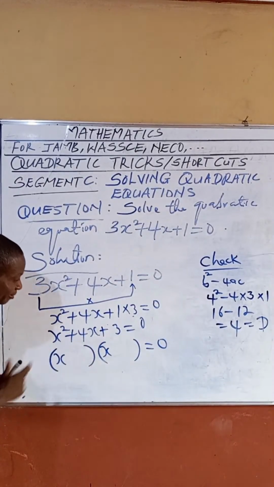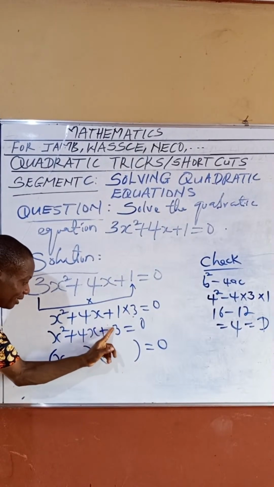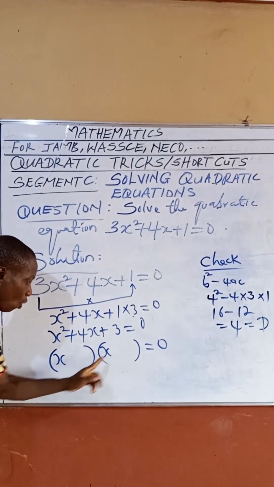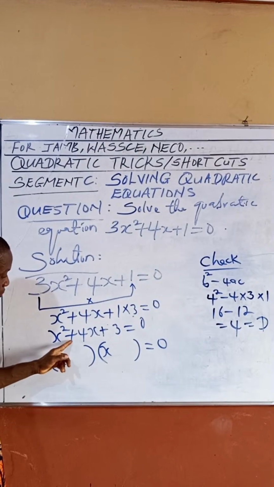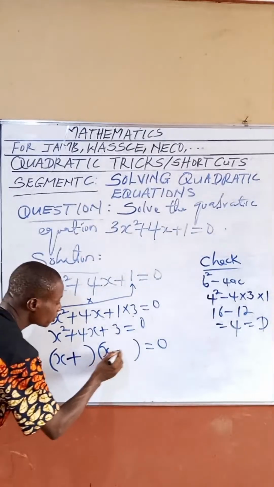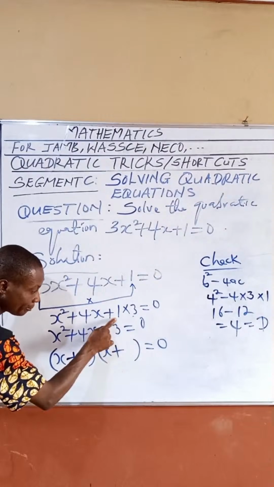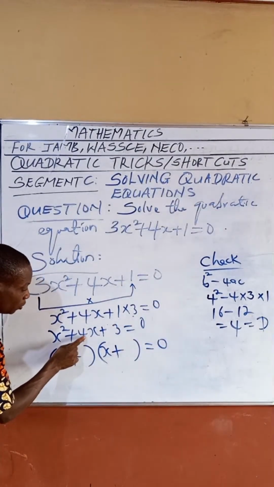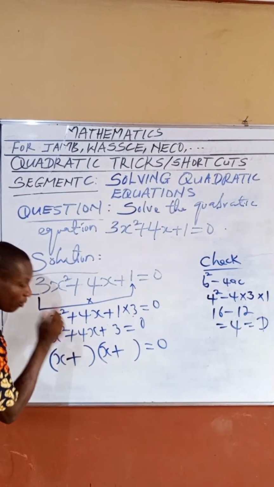Now, this is plus. This is plus. Since this is plus, it means this here and here will be the same sign, plus and plus, or minus and minus. But when you check here, you see that what you have here is plus. So here will be plus and here will be plus. Look for 2 numbers that multiply to give 3 and add to give 4.